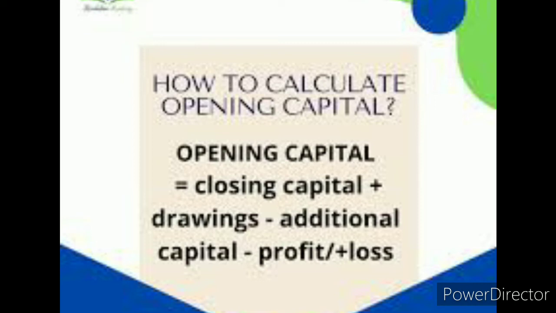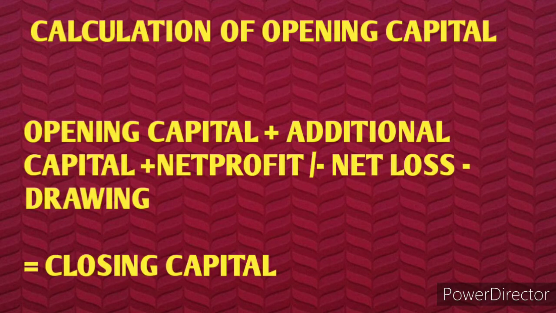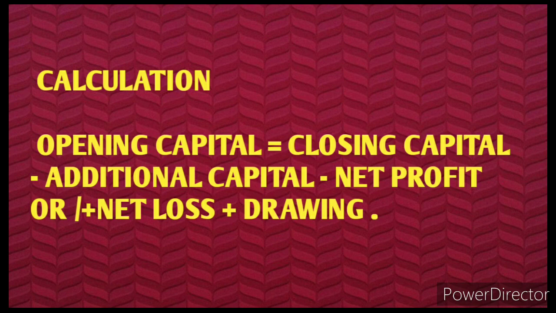Similarly, we have to do exactly the same. If the question is asked whether to pay interest on capital, whenever the interest on capital is paid, it is always given to the partner on the opening capital only. Sometimes in the question you are given the closing capital and you have to calculate the opening capital. So for that we have to apply a formula, which is opening capital plus additional capital plus net profit or minus net loss. Then minus drawing. Then after all these calculations we get our closing capital.